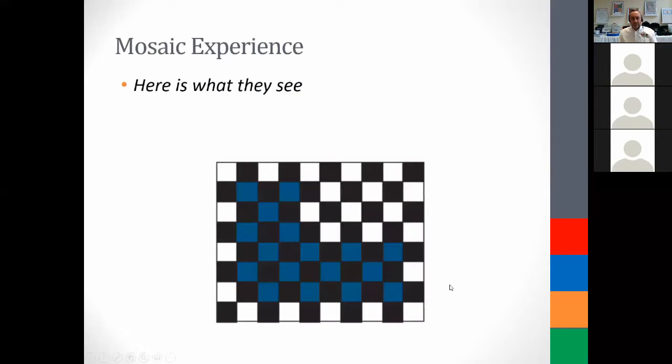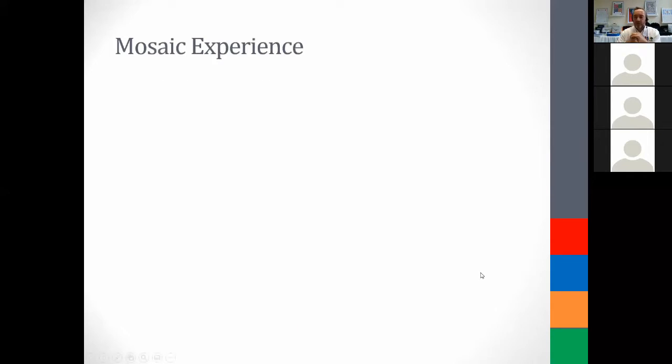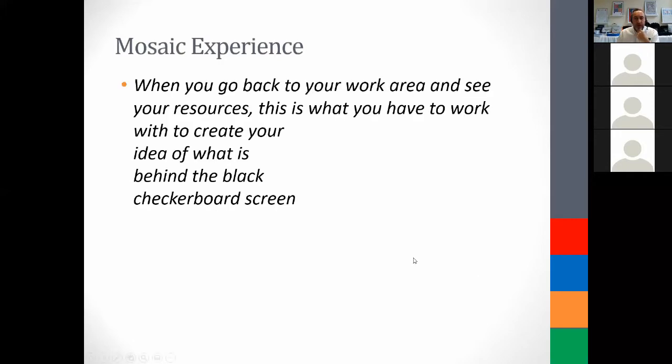So imagine this is what they see. You've come up, you've got your glasses on, you've had a look, and your 5 seconds is up, okay? So that very quick image, what you're now going to do, or imagine you're going to do, is go back to your table and use the resources you have got to try and work out what you think that image was behind the black checkerboard screen, okay?